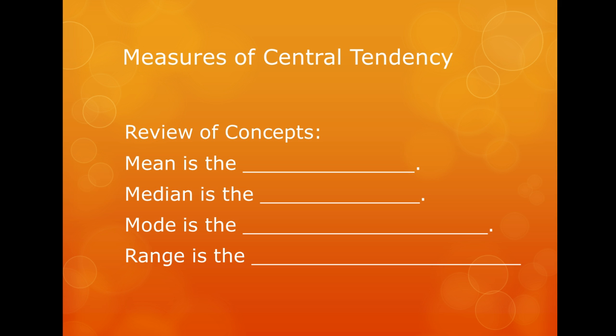To start with, let's go over some vocabulary. Measures of central tendency. Review of the concepts. Mean is the average. Add up all the data points and divide by the number of numbers. Median. It's the number in the middle. Put the numbers in order, find the one in the middle. If you have an even number of numbers, you add the 2 middle numbers together and divide by 2.